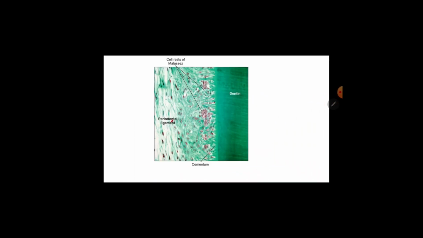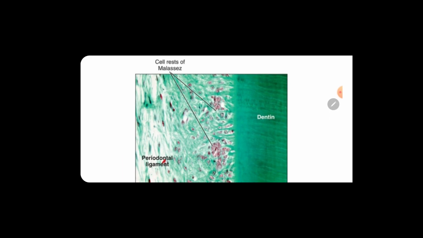Okay, we go to the next slide. The initial cementum formation. The first increment of cementum forms against the root dentin surface. Epithelial cell rests of Malassez, remnants of the root sheath. You can see the cell rests of Malassez in the periodontal membrane. See, this is the rests of Malassez.